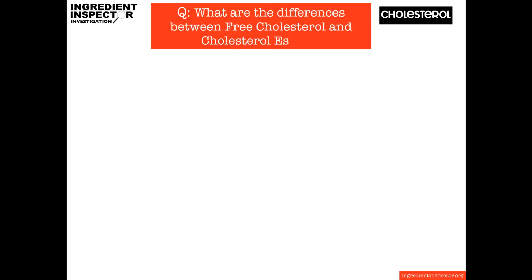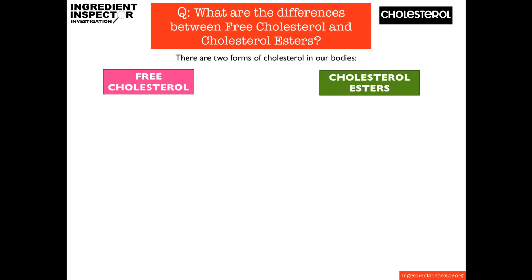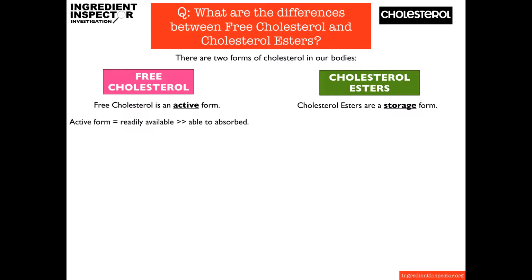What are the differences between free cholesterol and cholesterol esters? There are 2 forms of cholesterol in our bodies, free cholesterol and cholesterol esters. Free cholesterol is an active form. It can be used in this form, whereas cholesterol esters are a storage form. It stays in this form as it moves around, being stored until it needs to be used, and then it is transformed into free cholesterol. So the free cholesterol active form is readily available, able to be absorbed, and the cholesterol esters are not readily available.